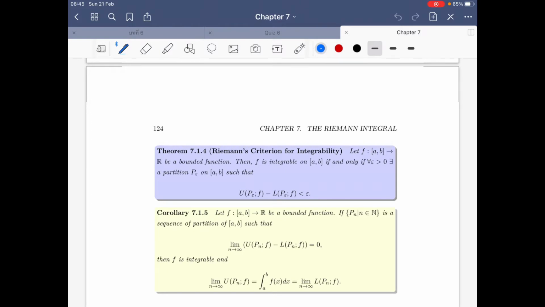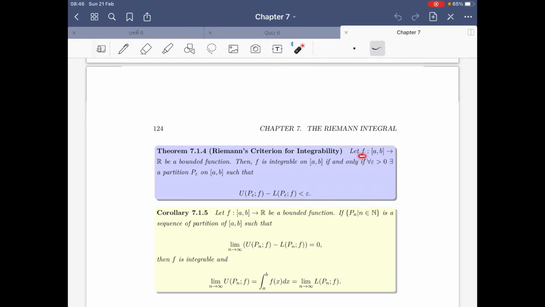So this video clip will give you some criterion that is actually workable, and it will be a criterion that we are going to use several times in this chapter. This one is called the Riemann criterion for integrability.